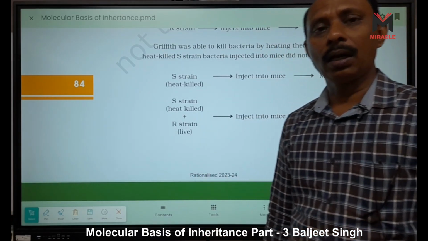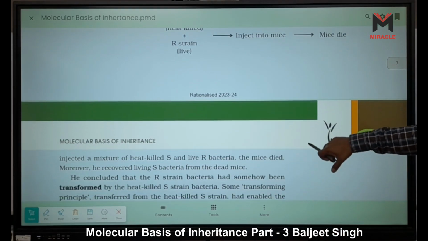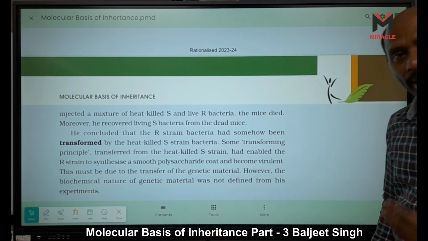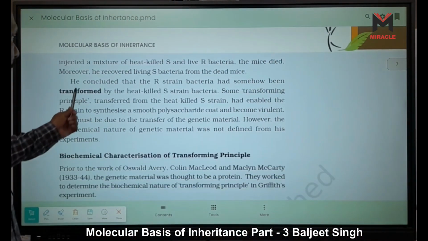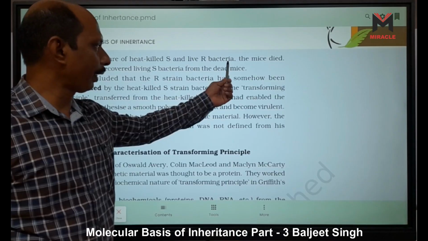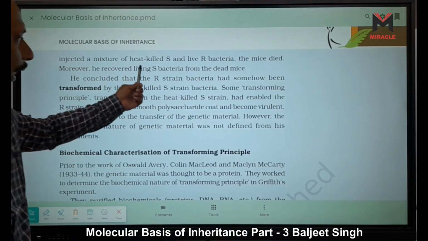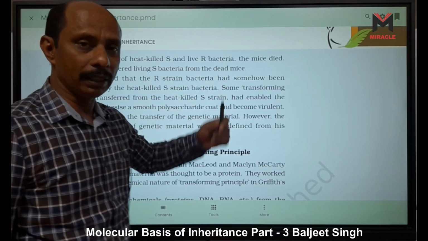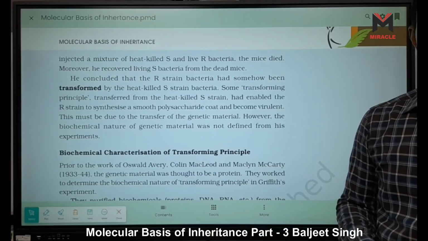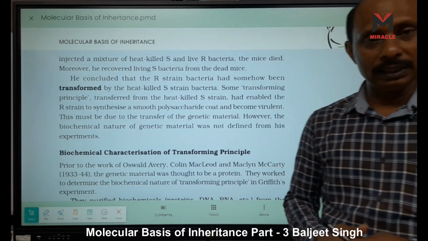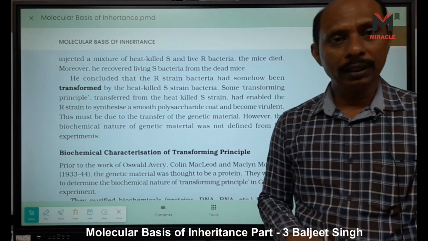Then he understood that the original S-strain were already dead, but R-strain had been converted into S-strain. He called this transformation, and he was astonished at how R was converted into S, right? This process is called transformation. When he injected the mixture of heat-killed S and live R bacteria, the mice died. Moreover, he recovered living S bacteria from the dead mice. We only had live R bacteria, no live S bacteria, but this R bacteria was miraculously converted into S bacteria.